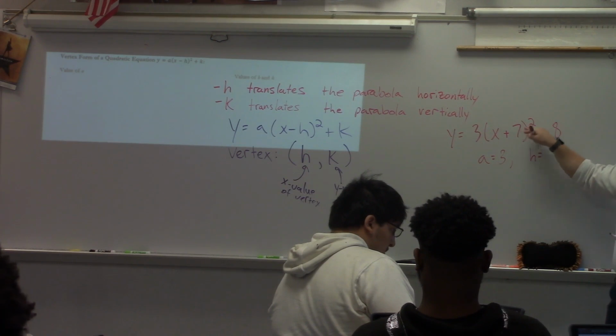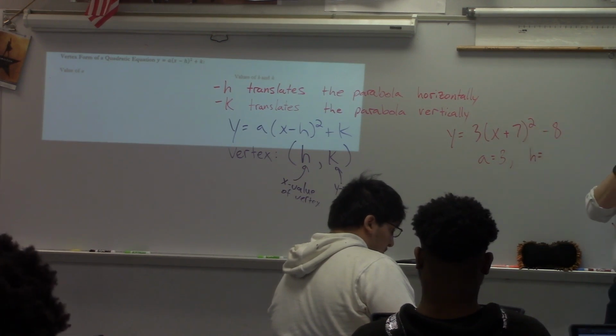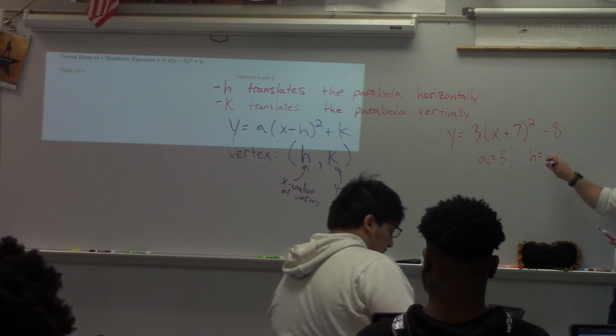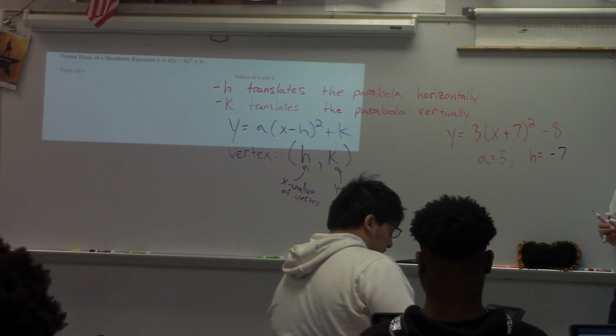Somebody said 7? Self. You would think that, wouldn't you? No, it's not. It's 49. It's negative 8. That's why you put it in parentheses.